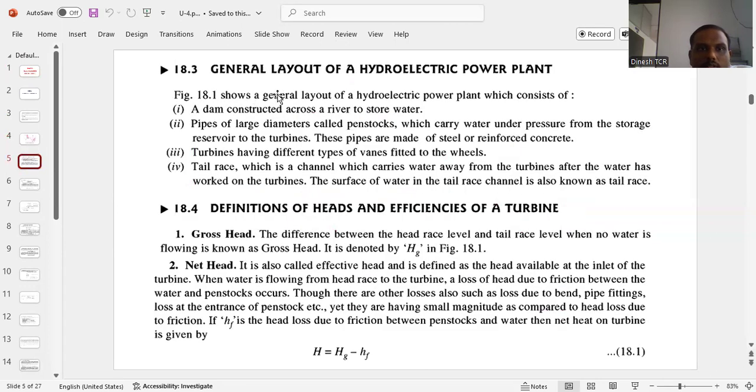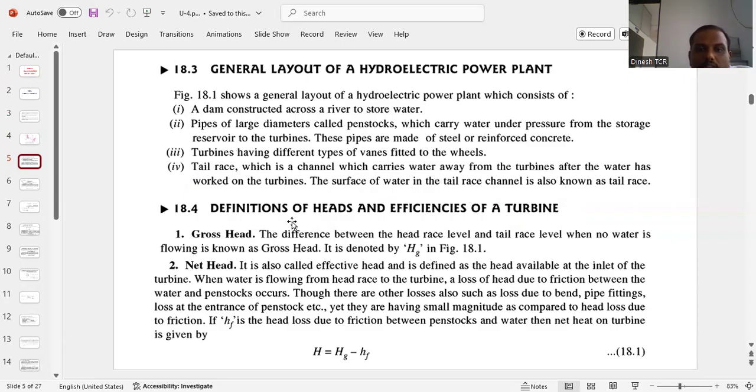Now we are going to see the layout of a hydroelectric power plant. The dam is constructed across a river to store the water. Pipes of large diameter, which we call a penstock, carry water under pressure from the storage reservoir to the turbines. The turbine has different types of vanes fitted to the wheels. A tail race is a channel which carries away the water from the turbine.